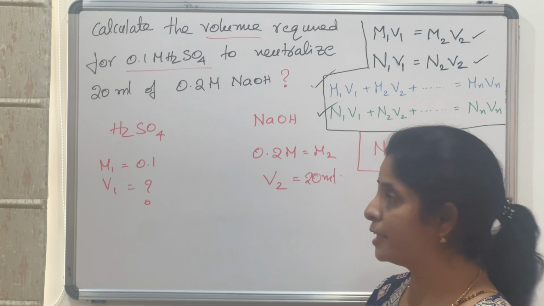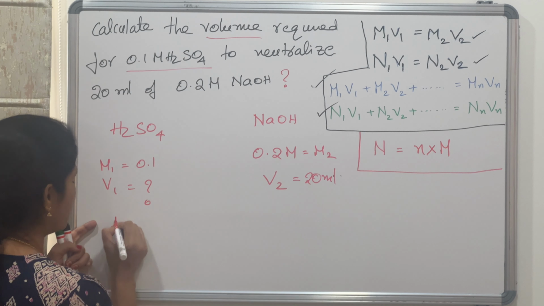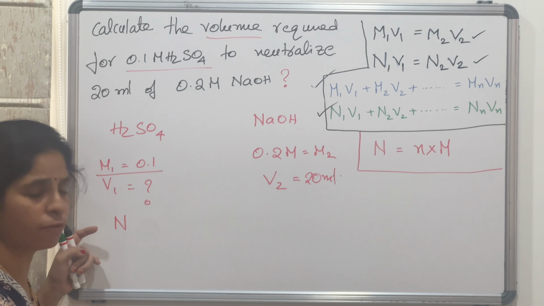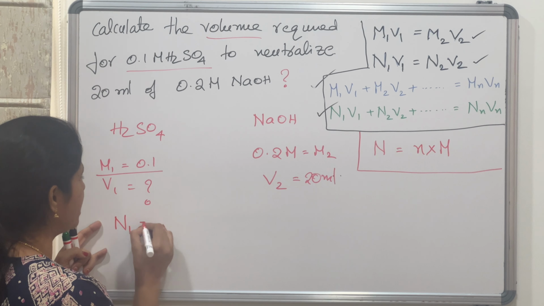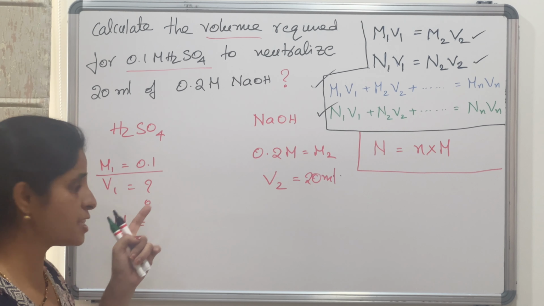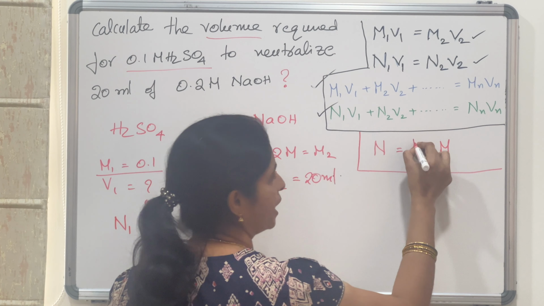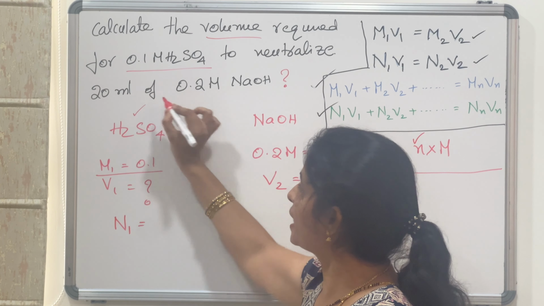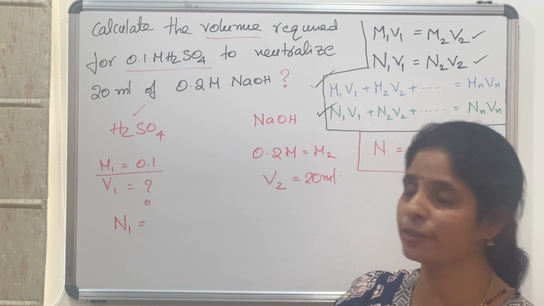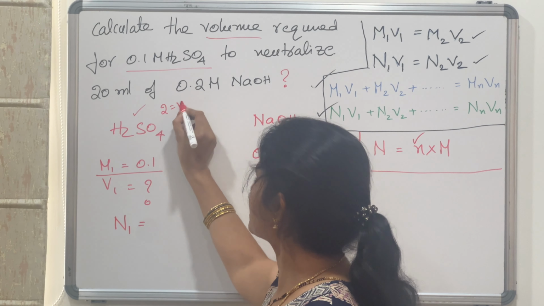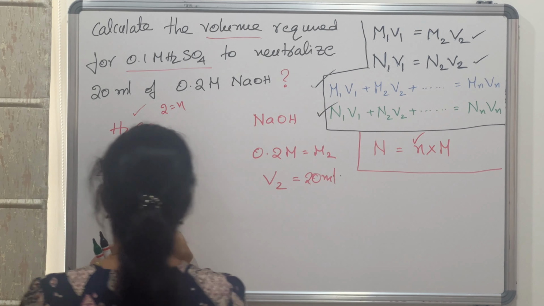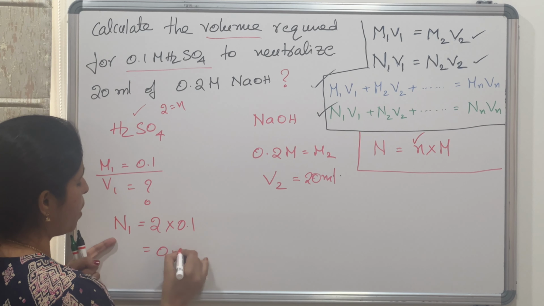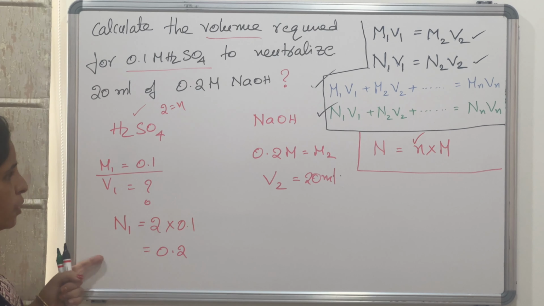Okay, so whenever you are given a question like this, I told you, you convert first into the normality. So first N1 is equal to, here you are given in molarity, no? What is the n factor for this one? Normality is equal to n factor into molarity. What is the n factor for H2SO4? How many replaceable hydrogens are there? I told you, no? 2 replaceable hydrogens, n is equal to 2. So the normality is equal to 2 into molarity, that is 2 into 0.1, that is 0.2. So N1 is known and V1 you need to find out.